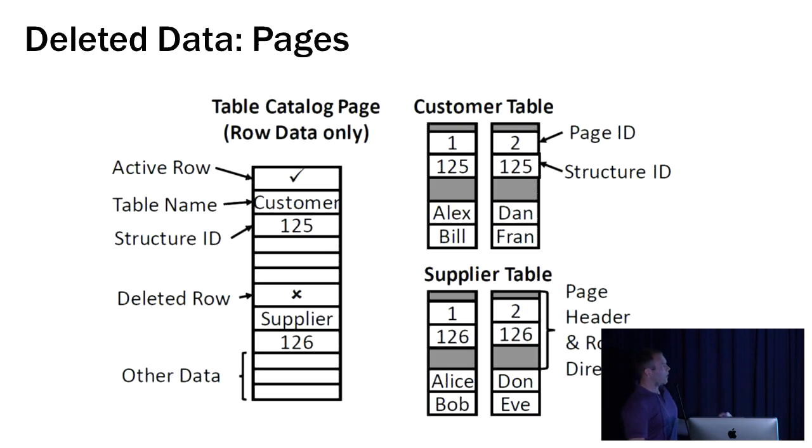And so when you delete a table, you mark that structure as deleted, like you would a row on the previous slide. So if I delete table supplier, it gets marked in the system table. Now I know any page with structure ID 126 is actually a deleted page. So I go back and look on disk and I see 2 pages with the structure ID 126. And I know that these are deleted.